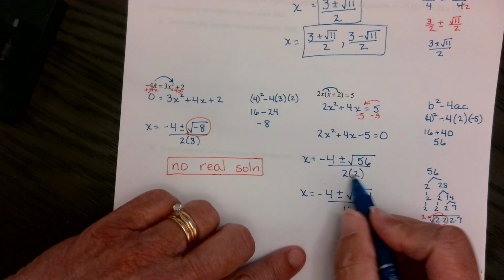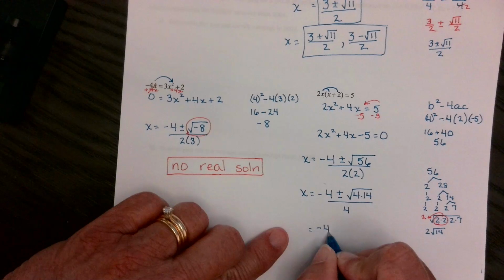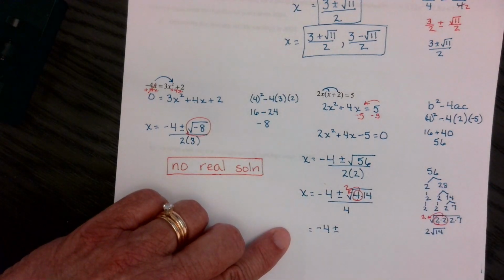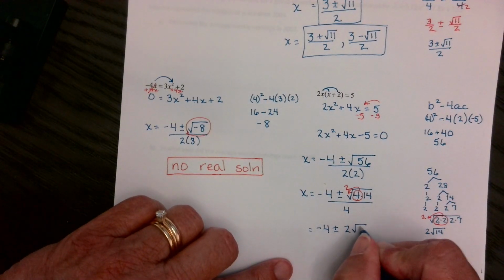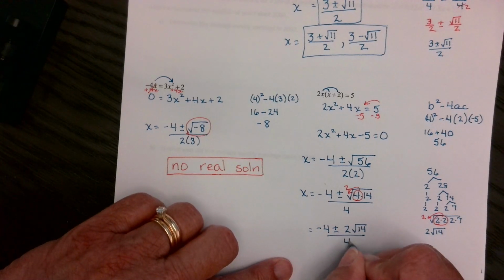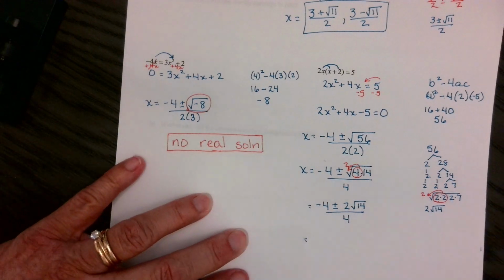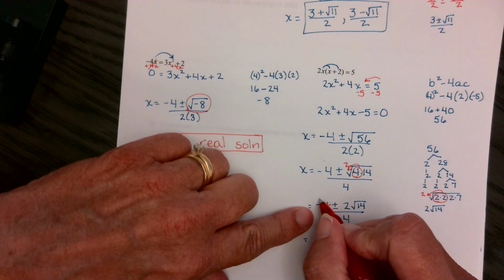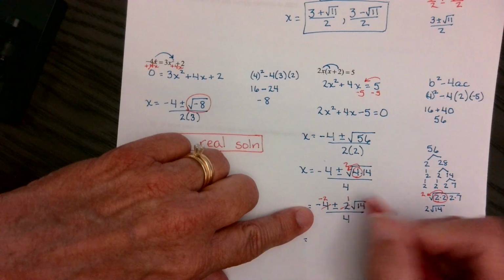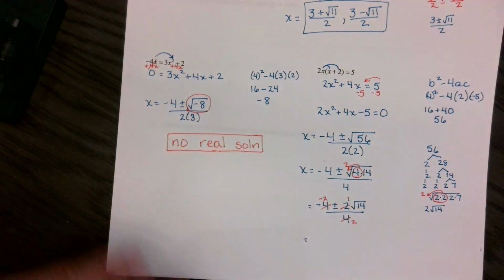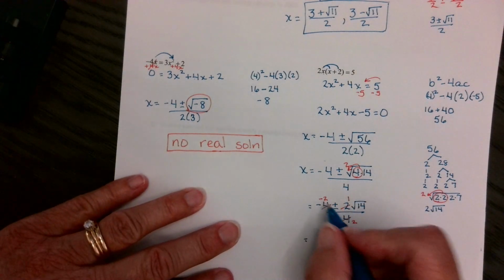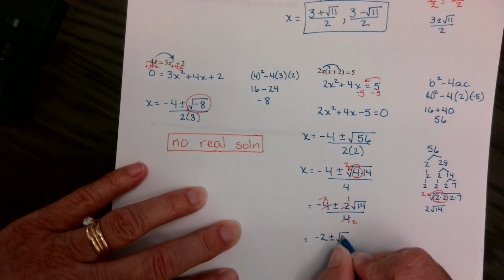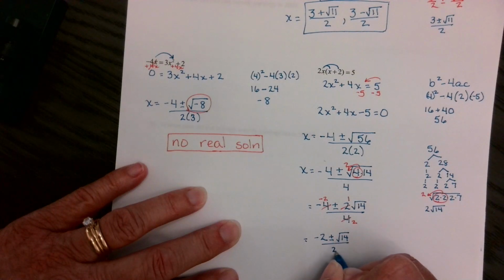Hold on. 2 times 2 is 4. So now if I take the square root of 4, it gives me 2. I'm just doing this again a different way. 2 times the square root of 14, all over 4. Now, each of the 3 can be reduced by 2. If I divide this by 2, I get negative 2. If I divide this by 2, I get 1. If I divide this by 2, I get 2. What you do to one, you got to do to all of them. So I'm going to have negative 2 plus or minus the square root of 14 all over 2.